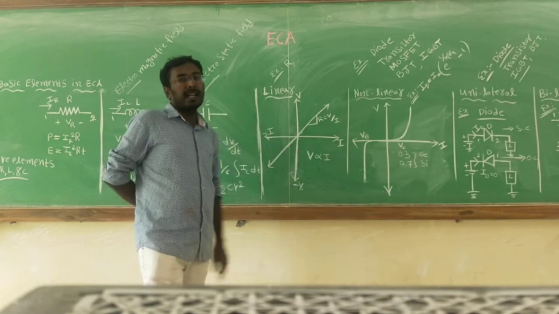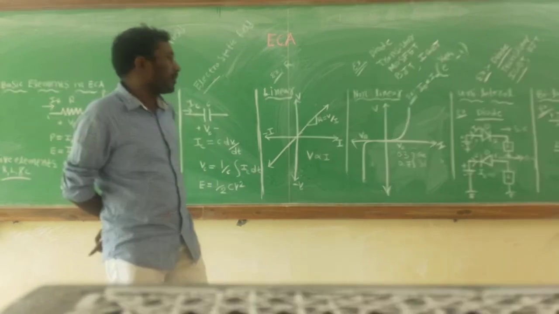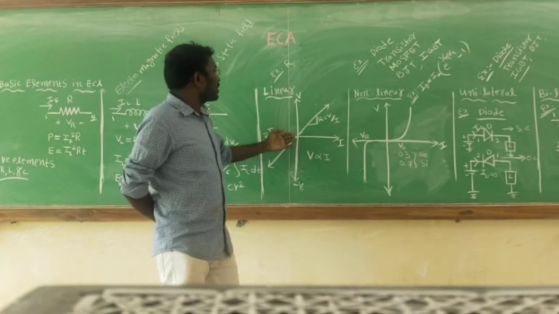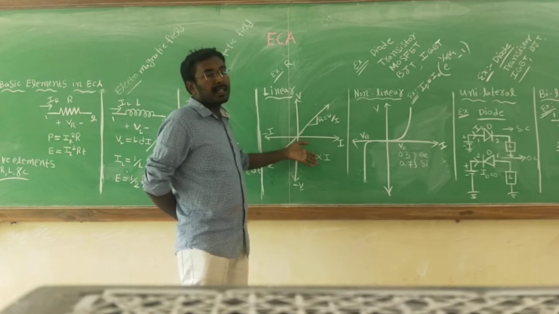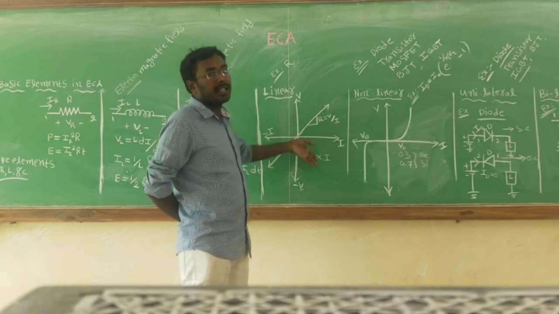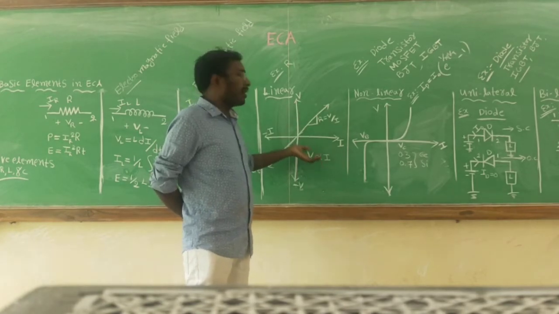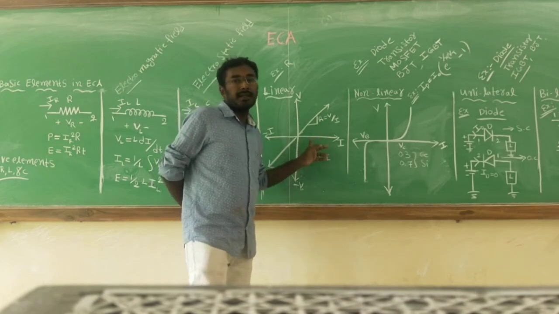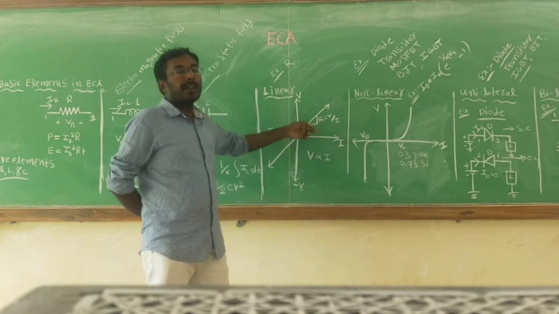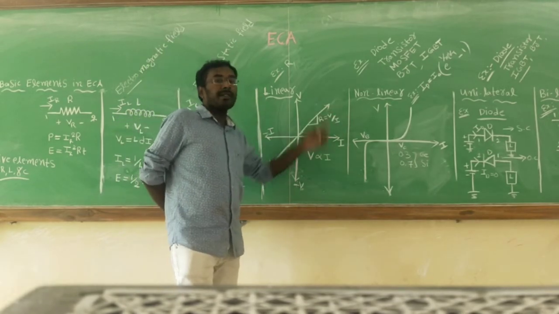V is proportional to I according to Ohm's law. We know that V is equal to I into R. Voltage is proportional to current. When voltage increases, current also increases. When voltage decreases, current decreases. These two are proportional to each other. That means the slope of the curve is always constant. For linear system characteristics, the slope of the curve is always constant.